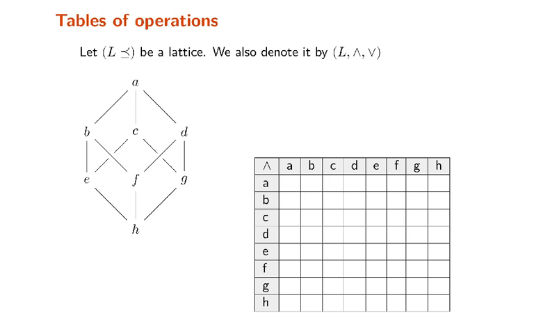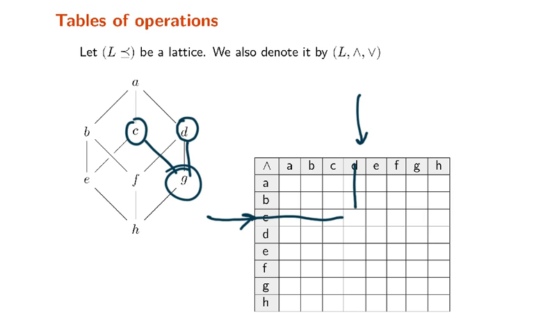For instance, for the table of meet, we can complete this table with the result of the meet of each two elements. Just looking at the Hasse diagram, we should be able to calculate the meet of any two elements. So, for instance, the meet between C and D is G. So we will write this down in the table. If we have C and D, we will complete here that the result is G, and so on.